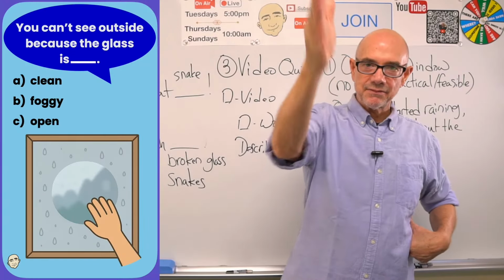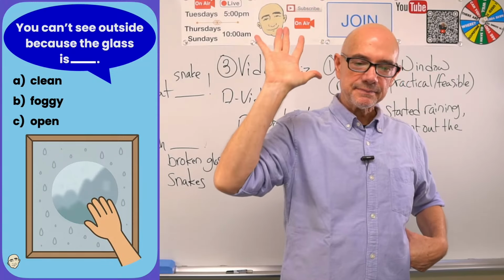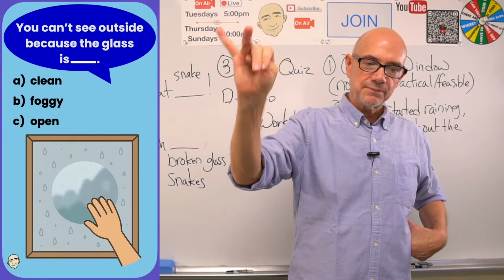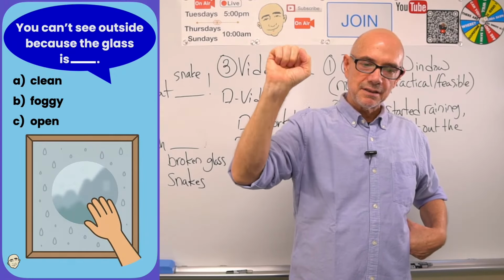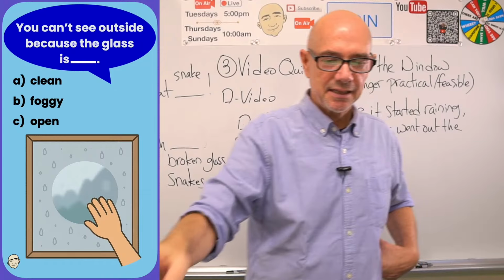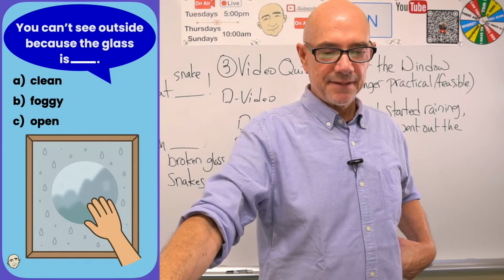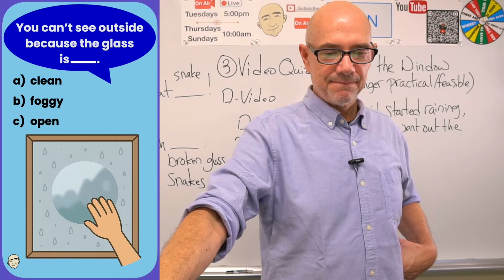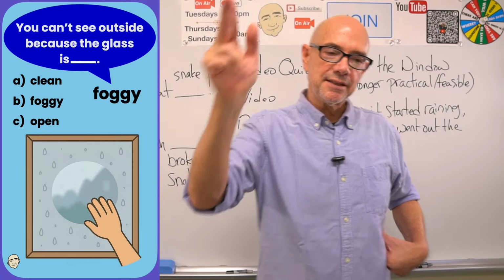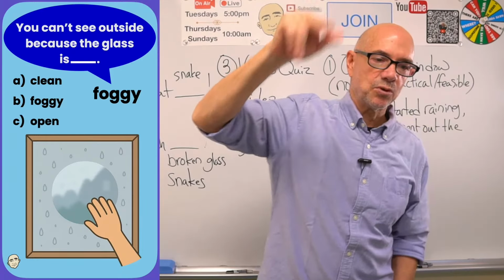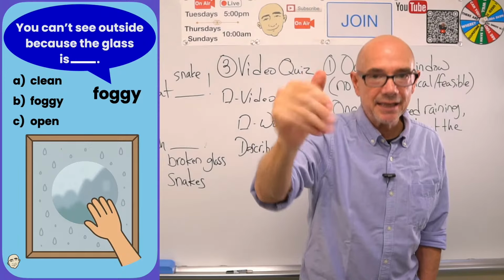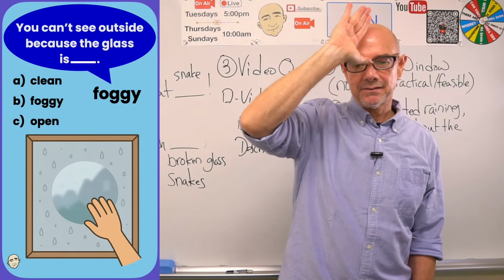Let's count down 5 here. 5, 4, 3, 2, 1. Iman says foggy. Let's see. And it says foggy. Yep. Good, good, good. That is the correct word for the sentence. You can't see outside because the glass is foggy. Okay, let's go second one.